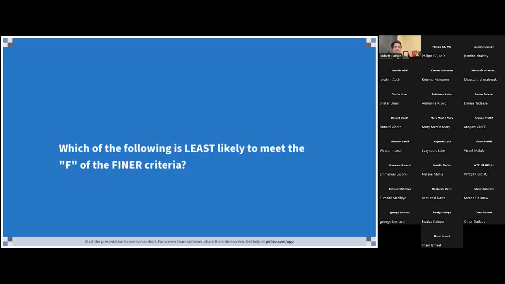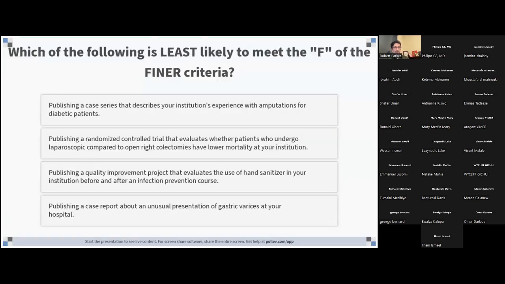Which of the following is the least likely to meet the FINER criteria? Hopefully you haven't been logged out. Which of the following is least likely to meet the F in FINER criteria? Publishing a case series that describes your institution's experience with amputations. Publishing a randomized controlled trial that evaluates patients who undergo laparoscopic versus open colectomy. Publishing a quality improvement project that evaluates the use of hand sanitizer in your institution before and after an infection prevention course, or publishing a case report about an unusual presentation of gastric varices at your hospital.